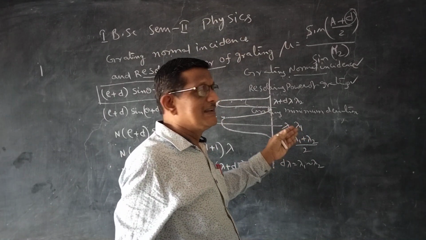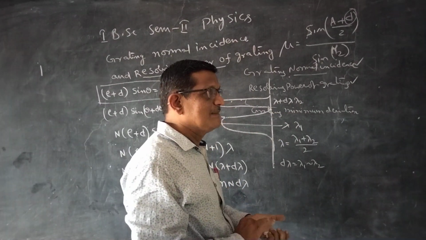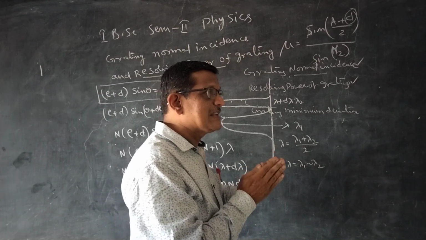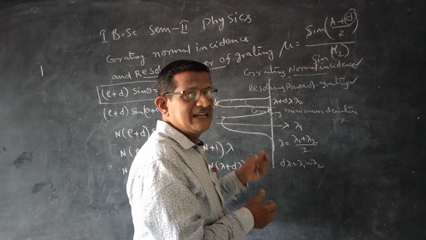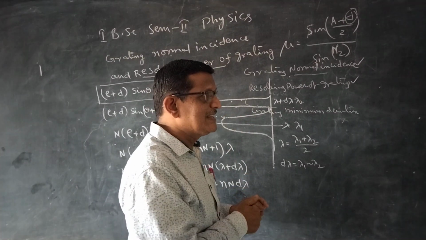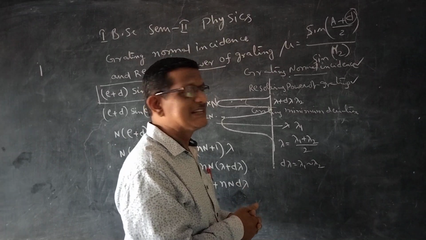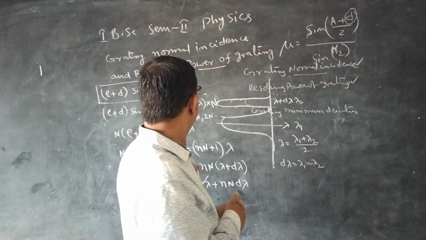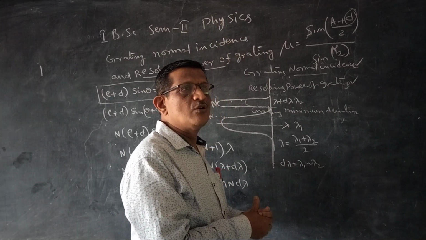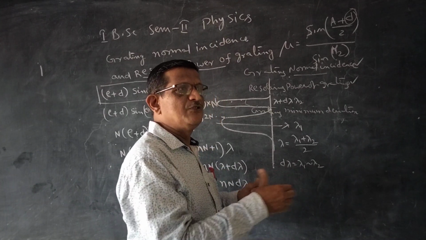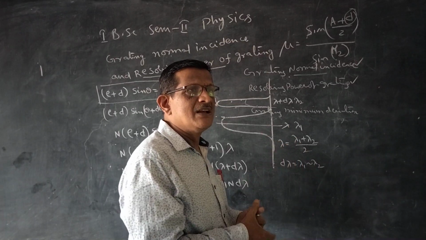Okay, next class we will discuss the remaining aspects. So far we have discussed the resultant of n sinusoidal disturbances, single slit diffraction, grating theory, grating normal incidence, and grating resolving power. All these come under Fraunhofer diffraction. In the next few classes, we will discuss Fresnel's diffraction. Okay, thank you.